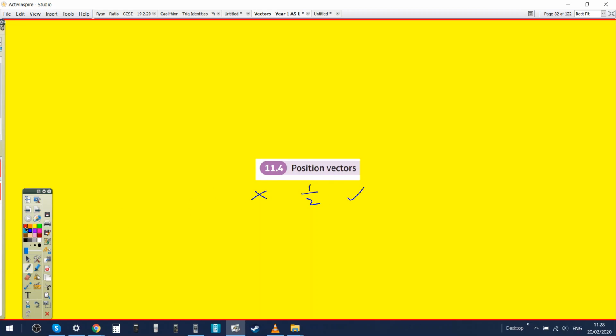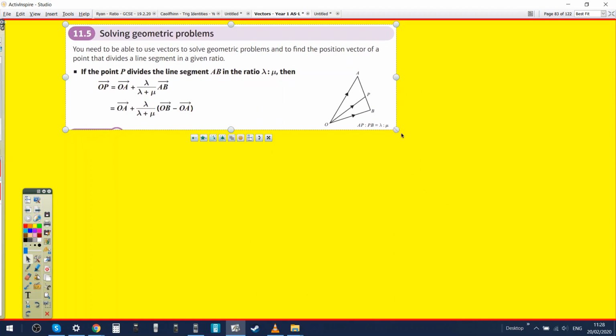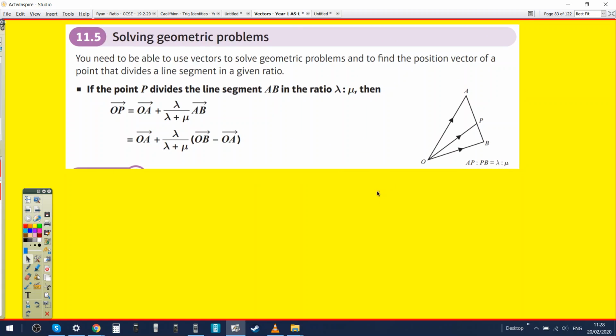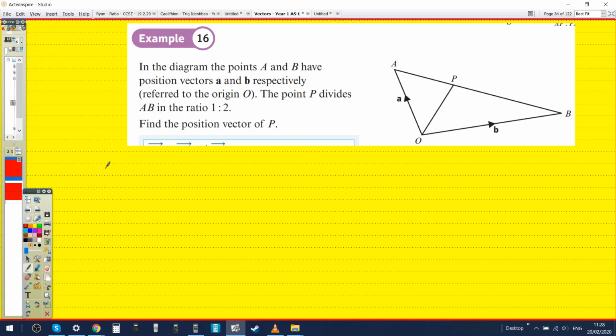Position vectors. I think it's sick. And so now it is this thing you mentioned, solving geometric problems. They use this lambda. I just use k, lambda and mu. Let's see this one. You know what? Just use your GCSE method and I think you'll be fine. Okay, let's try this one.